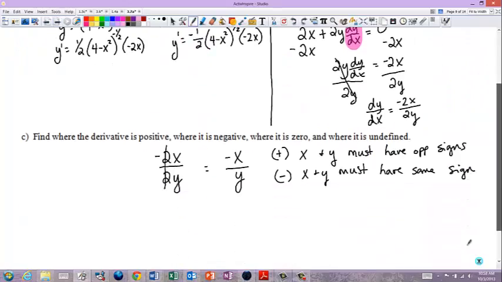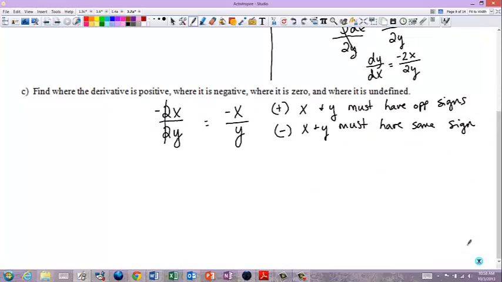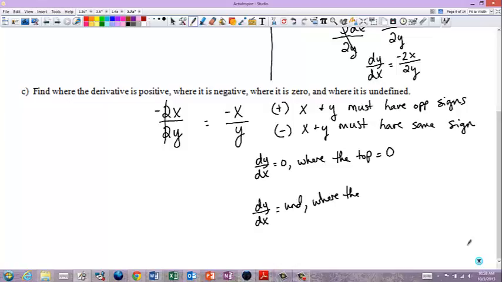Now, where was it 0? Here's a rule. To find where implicitly dy/dx is 0, find where the top is equal to 0. dy/dx is undefined where the bottom equals 0. Now that should make sense. Here's why. This is the slope of your tangent line.